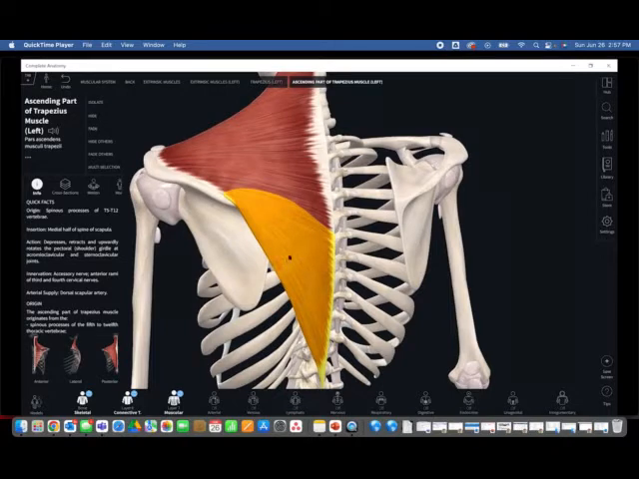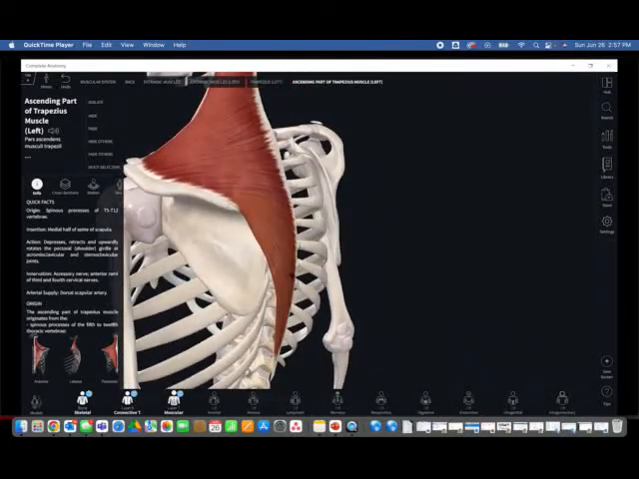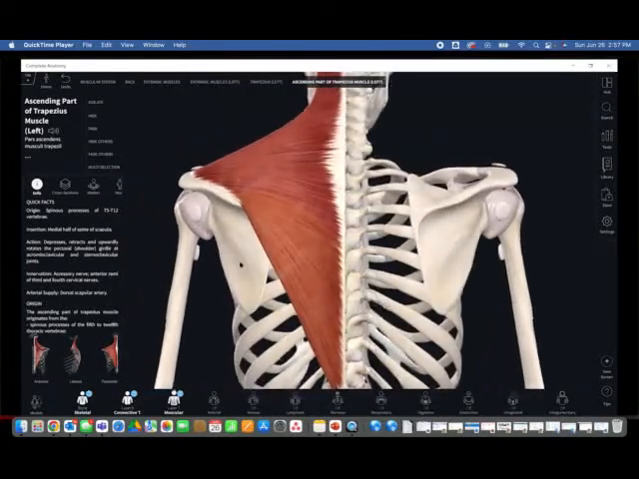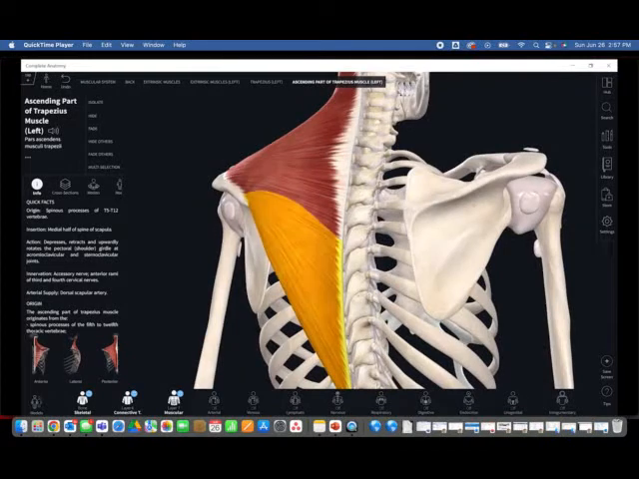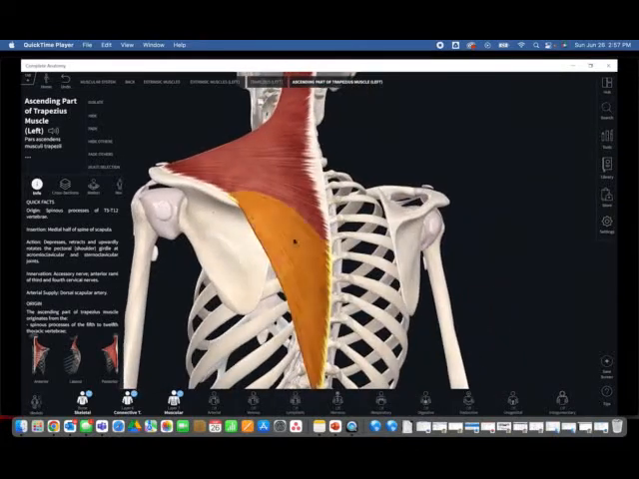And for the lower trapezius, or the ascending part of the trapezius muscle, its origin, the spinous processes of T5 through T12. Its insertion is into the medial half of the spine of the scapula. See its orientation there. And its action is it depresses, retracts, and upwardly rotates the pectoral girdle, or the shoulder girdle, at the AC and the SC joints. Innervation is by the accessory nerve and the anterior rami of the 3rd and 4th cervical nerves.